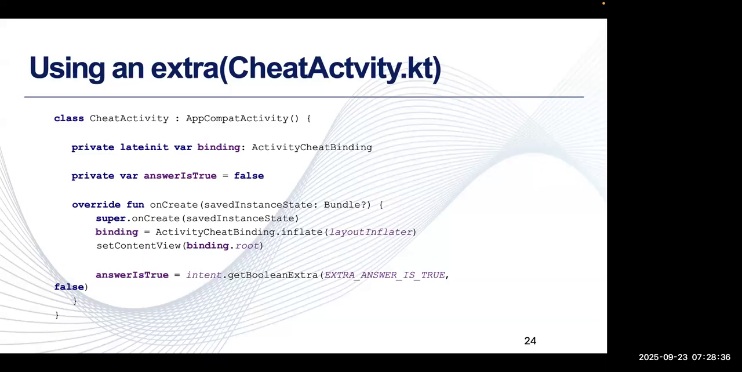All right, so then using an extra, going back to the cheat activity class here, we have this private variable, answer is true, and we originally set it equal to false. Then going back into the override function, we have answer is true equal to intent get boolean extra, answer is true, comma, false.